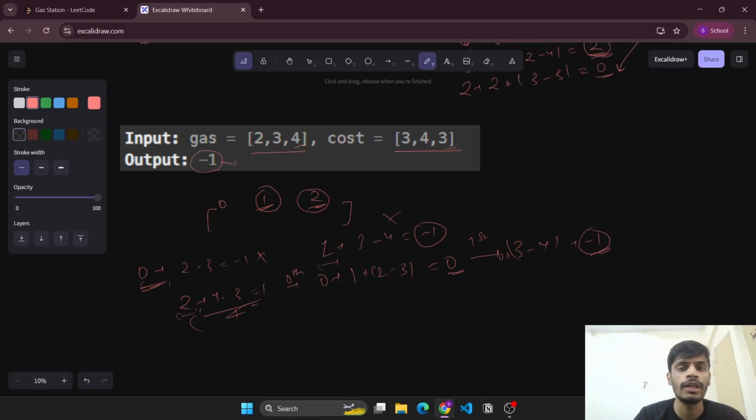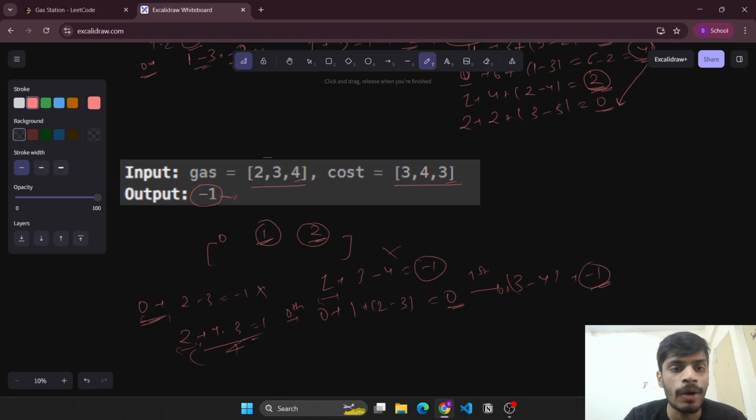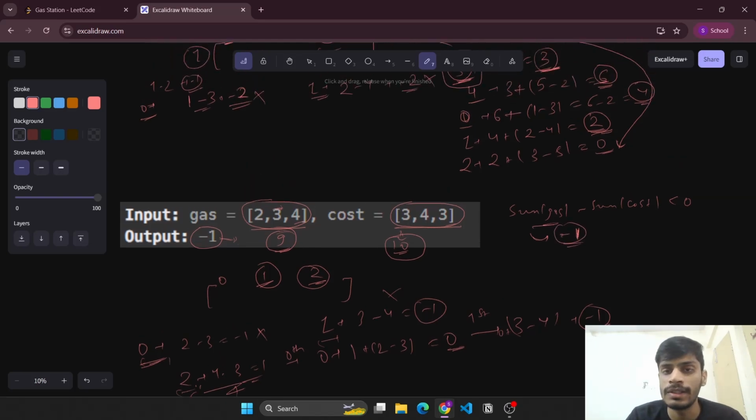And one thing we can observe here is the total amount of available gas was 2 plus 3 is 5, plus 4 is 9, and the total required cost was 3 plus 4 is 7, plus 3 is 10. So the total required cost was 10 and only 9 gas is available. So if the sum of gas minus the sum of cost is less than 0, that means it will never be possible to start from an index and reach it back. So we can simply return minus 1 in this case. Okay, so this is one of the observations that we can make.